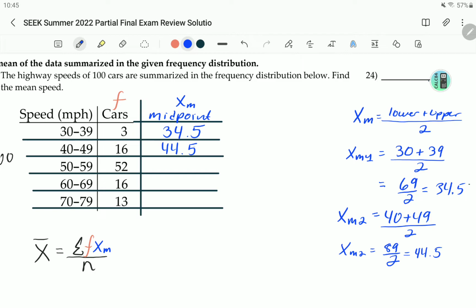My midpoint just increased by 10 units, 34.5 to 44.5. And as you can see, the distance between 30 and 40 is also 10. The distance between 39 and 49 is also 10. So the width of our frequency distribution is 10. So that means my midpoints will increase by 10 every time. This is 54.5, 64.5, 74.5. And then you have all of your midpoints. Let's continue.